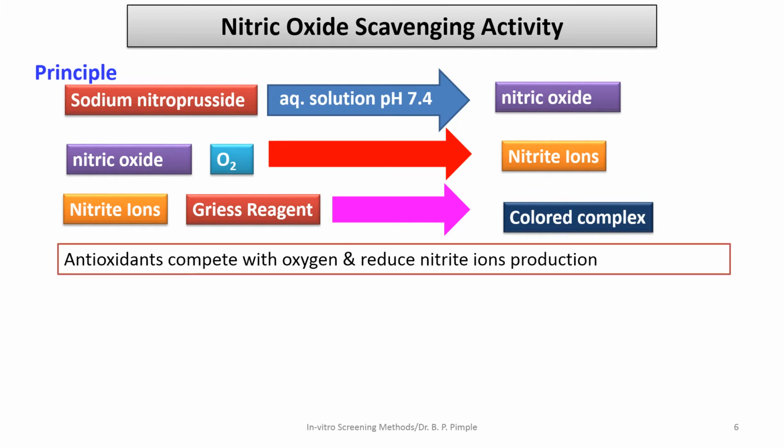Now antioxidants compete with oxygen. That means the antioxidants come and block this reaction. They prevent the oxygen from oxidizing the nitric oxide, thereby blocking this red colored arrow. So a low amount of nitrite ions or no nitrite ions will be generated. Since there are no or low nitrite ions, they are not able to convert the inactive dye into its active form, and a low intensity color or colorless complex will be formed here.